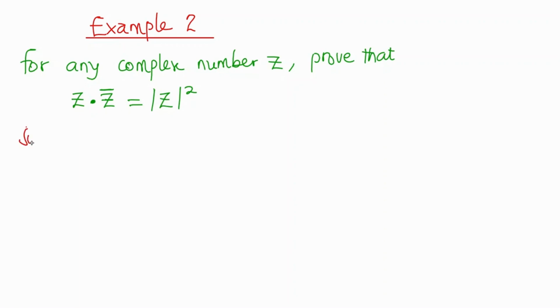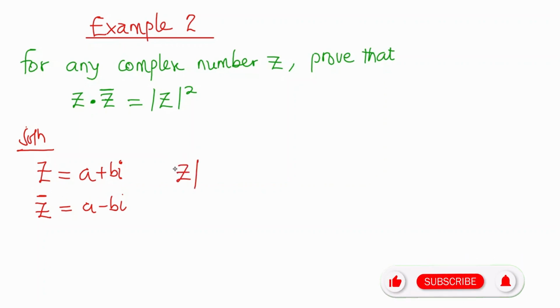So solution here, we are saying that if z is a complex number, then it should be equal to a plus bi. This is what we mean when we talk about a complex number. And the conjugate of z, which means z bar, is equal to a minus bi. And you want to prove that when we multiply the complex number z and its conjugate, we are going to get the magnitude of z squared. This is what we mean.